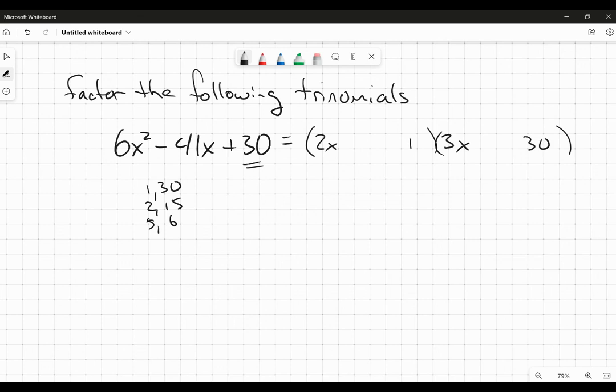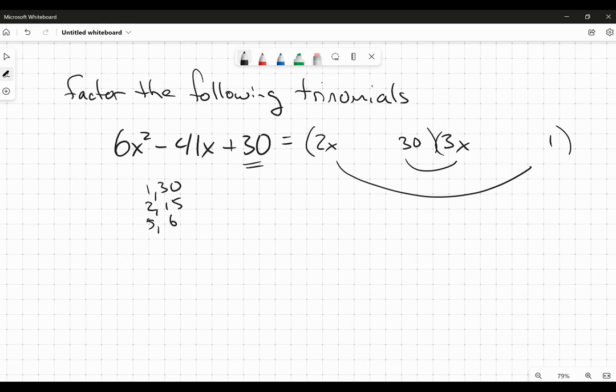Now, remember, when I make these guesses, I'm trying to get back that middle term. So 1 and 30 here, 1 and 30 here. If I do the outside product, I will get 60x. My inside product is 3x. Well, I'm not going to be able to get those to combine to get negative 41. Remember, my goal is that middle linear term. So this doesn't work. So let's try 30 and 1.